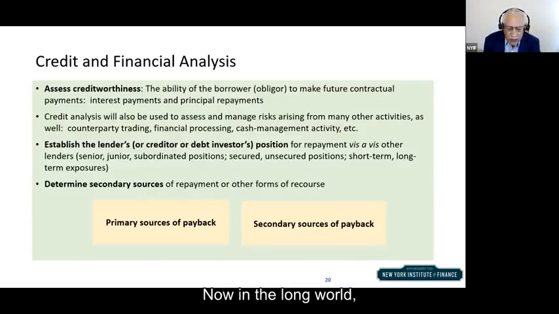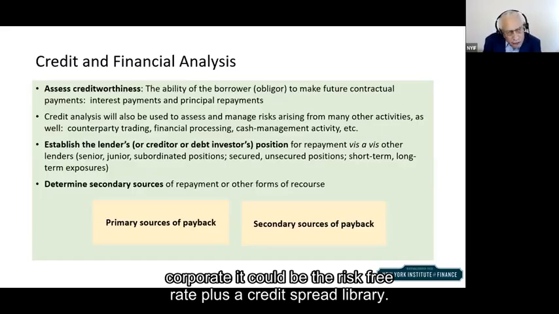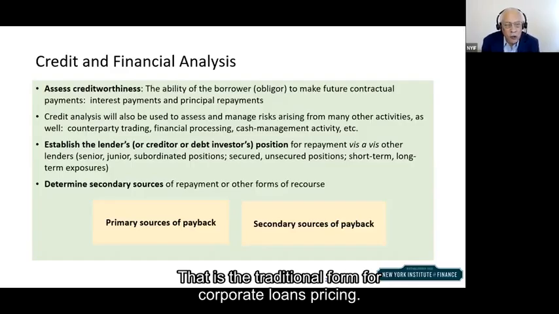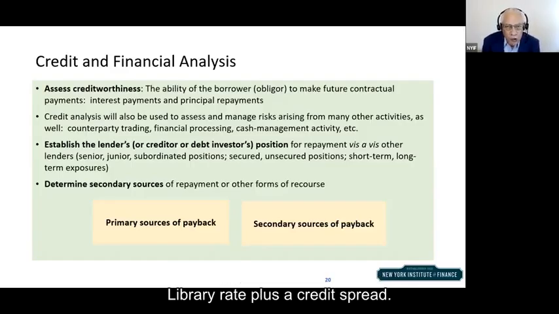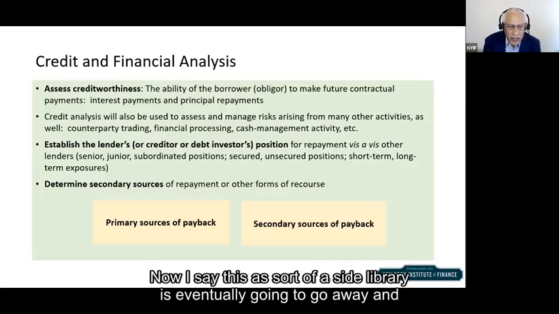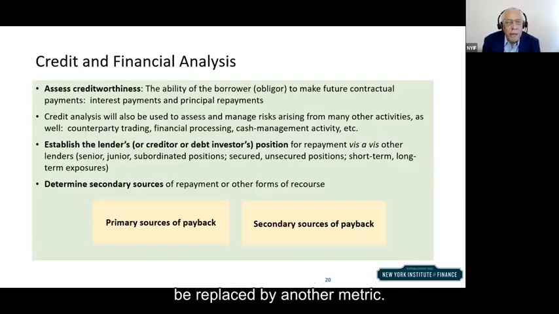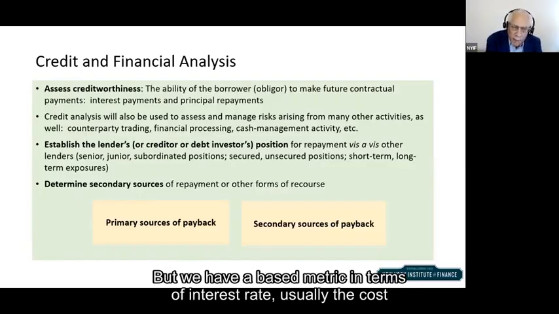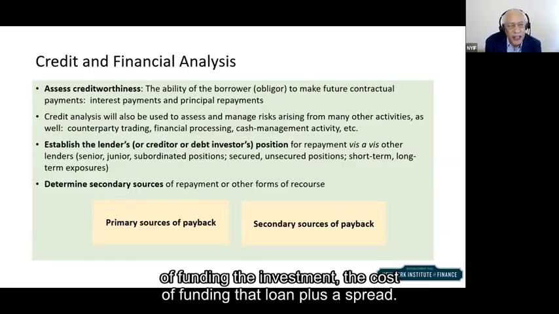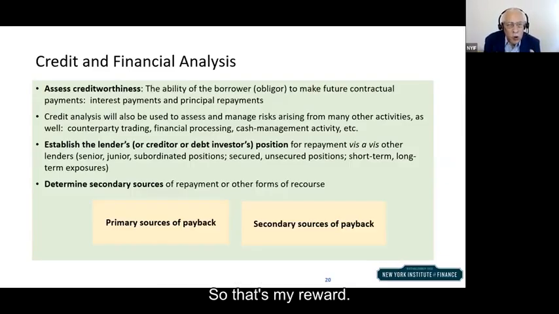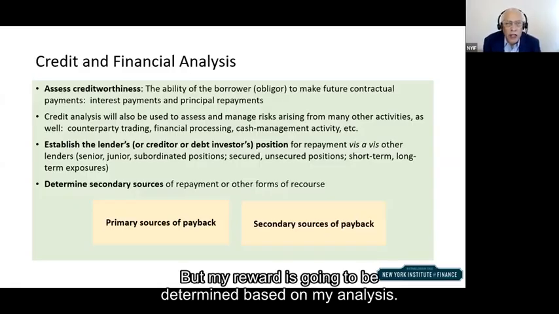Now, in the loan world, in the corporate world, it could be the risk-free rate plus a credit spread, LIBOR. That is the traditional form for corporate loan pricing, LIBOR rate plus a credit spread. Now, I'll say this as an aside: LIBOR is eventually going to go away and be replaced by another metric. But we have a base metric in terms of interest rate, usually the cost of funding that loan, plus a spread. So that's my reward, but my reward is going to be determined based on my analysis.